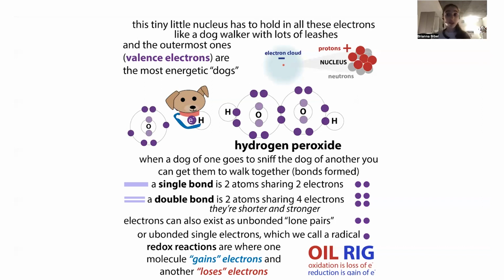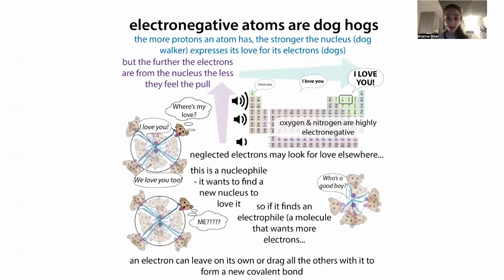Different dog walkers are going to have a better pull over their dogs. So the leashes can be different strengths. And the stronger that leash is, the more electronegative the atom is, and therefore, the more likely that the electrons are to hang out around that atom. So if you have atoms sharing pairs of electrons, the electrons are going to want to hang out more with the more electronegative atom.